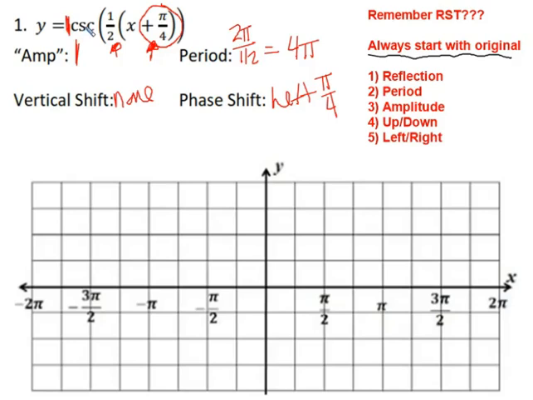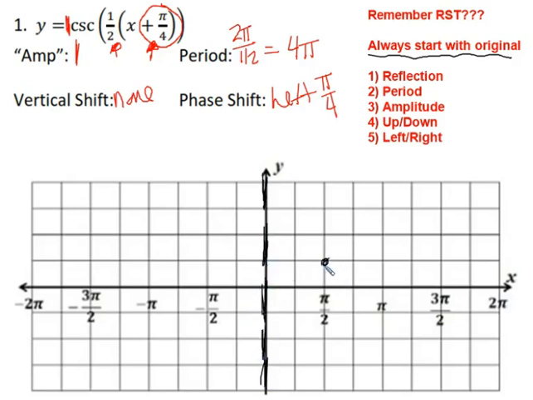Cosecant is the reciprocal of sine. So you can try to think about what the original sine graph looks like to help you graph the parent cosecant graph, or you might just want to remember what cosecant looks like. Cosecant has a vertical asymptote at the origin. So go ahead and draw that in.